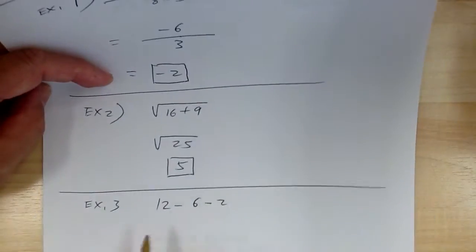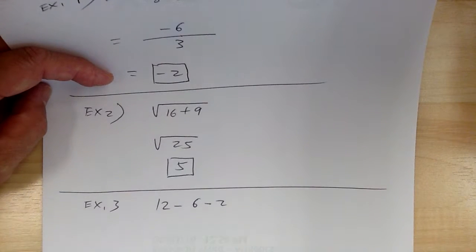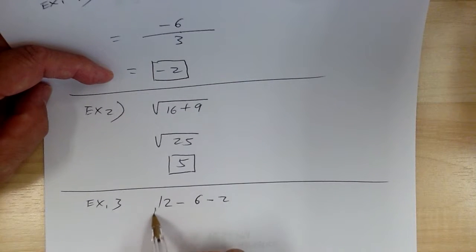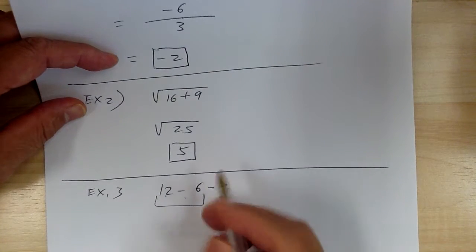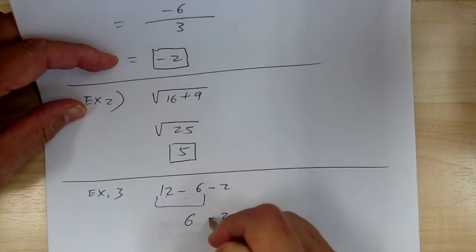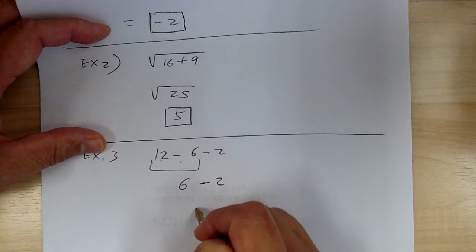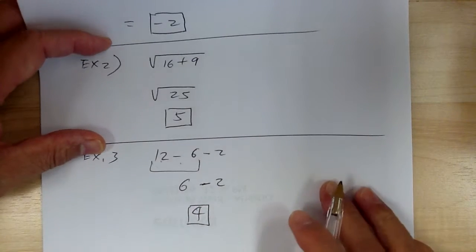Yes. So when you have addition or subtraction, they will be on the same priority. So you go from left to right. So you have to do this first. So 12 minus 6 will give you 6. Again, line things up to avoid careless mistakes. And then after that, 6 minus 2 gives you 4. Okay, and that's your answer. Okay, let's go over more examples.